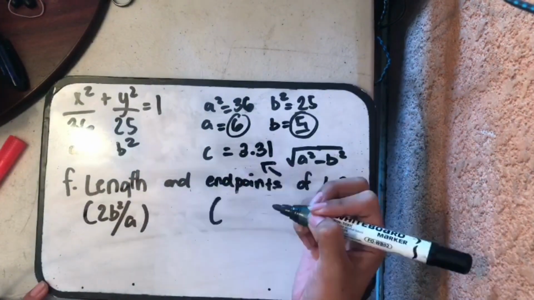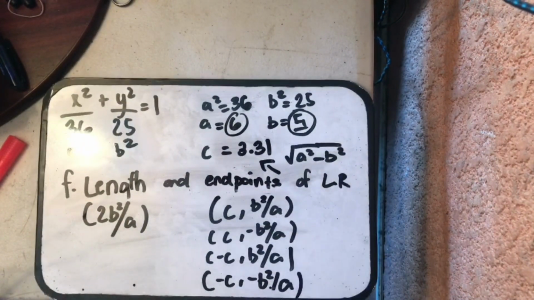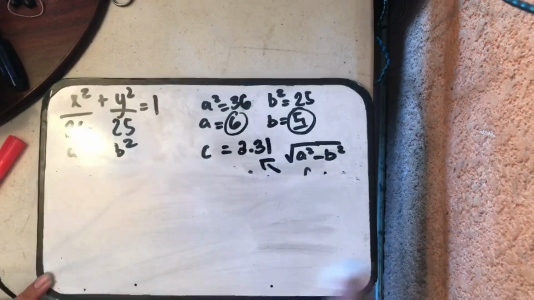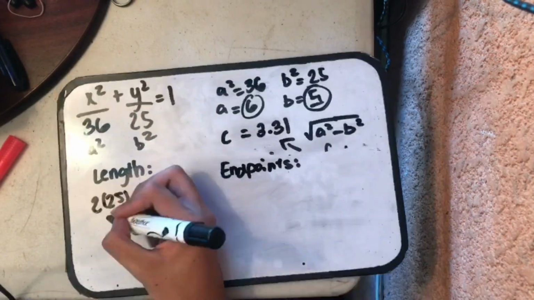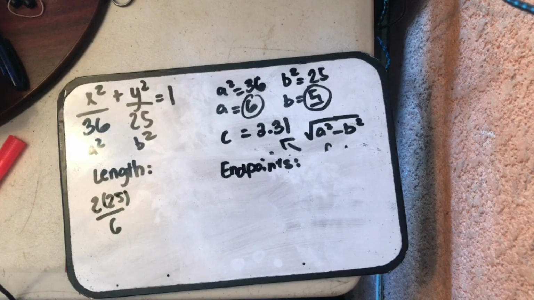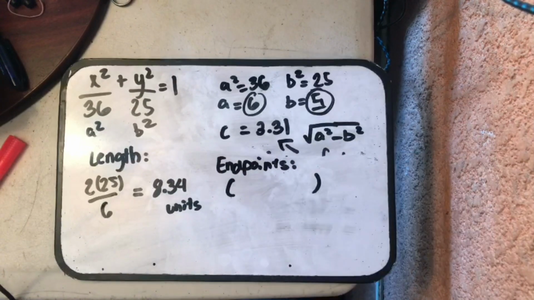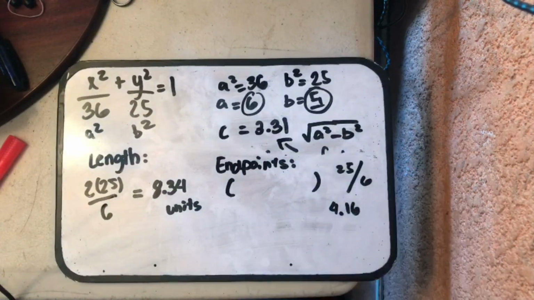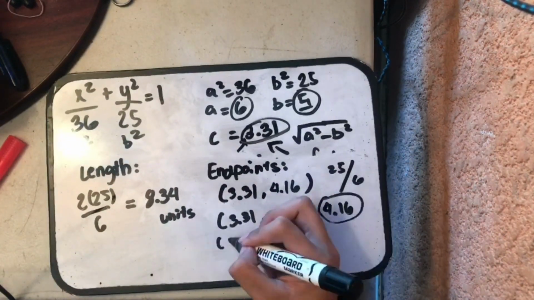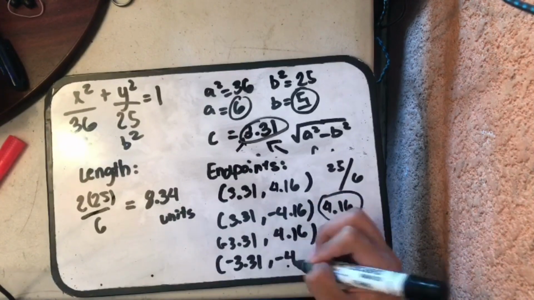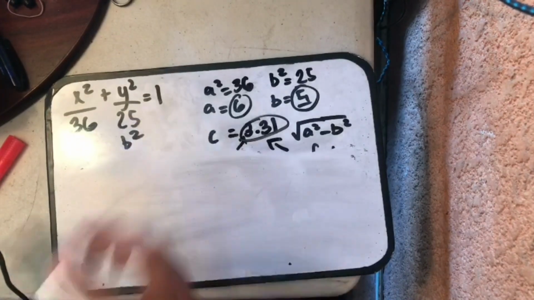The length and endpoints of the latus rectum. The length is 2 times b squared over a, and the endpoints are c, b squared over a, with alternate change of signs. Wherein the length is 2 times 25 over 6, which equals 8.34 units. Now the endpoints. 25 over 6 is 4.16. Now copy the c and the positive and negative 4.16. It is a variety of different signs.